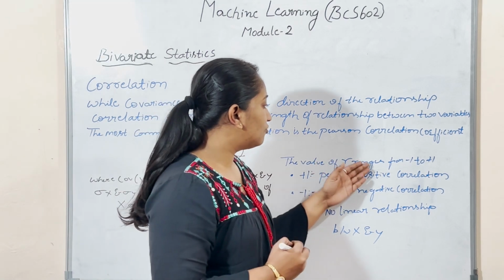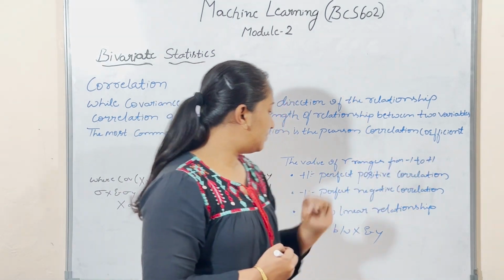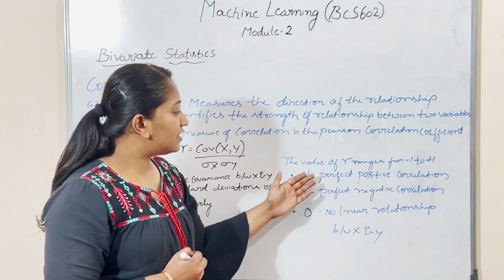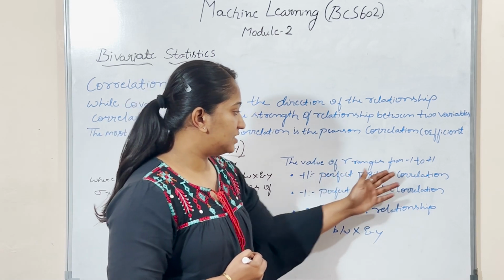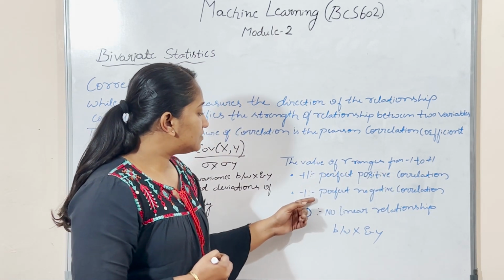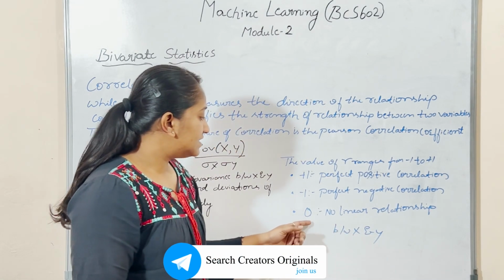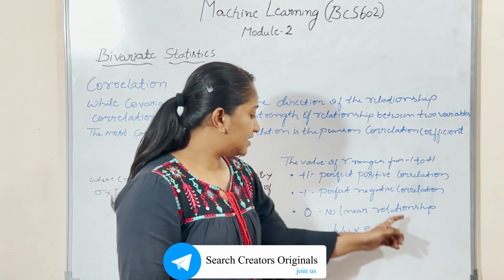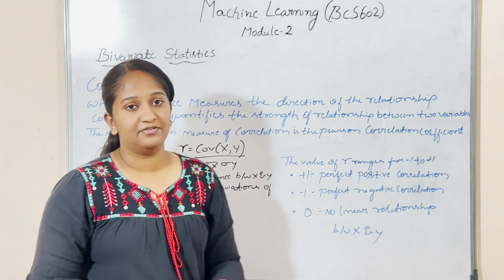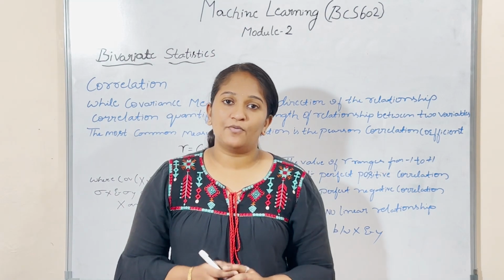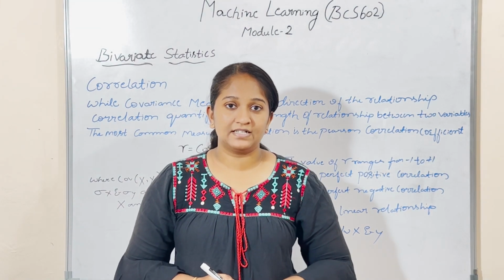The value of rho ranges from -1 to +1, where +1 represents perfect positive correlation, -1 represents perfect negative correlation, and 0 represents no linear relationship between x and y. So this was all about bivariate statistics.